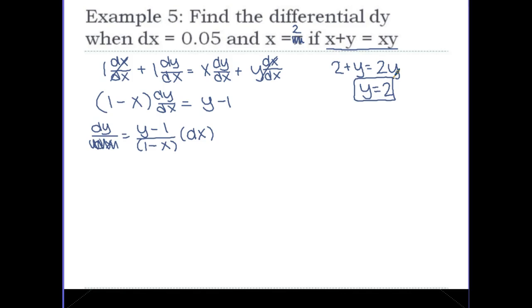So that means over here, when I plug into dy, I'm plugging in the point 2, 2. And then my dx is 0.05. So it's 2 minus 1 over 1 minus 2 times 0.05. So 2 minus 1 is 1. 1 minus 2 is negative 1. So negative 1 times 0.05.